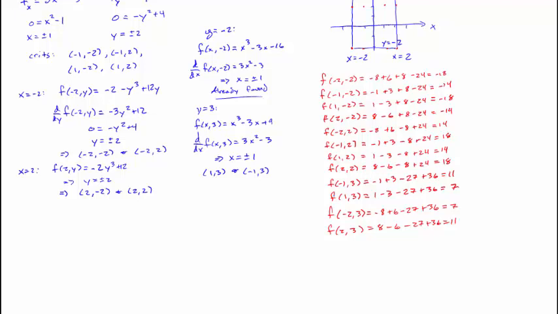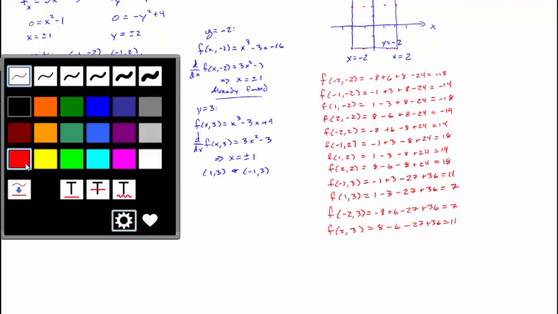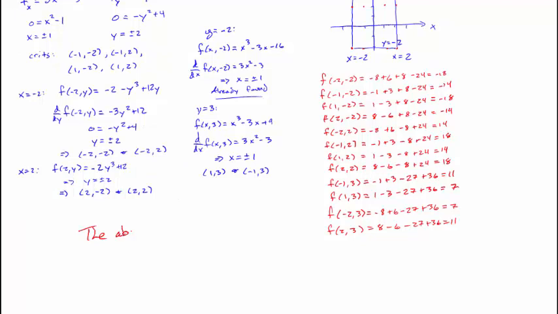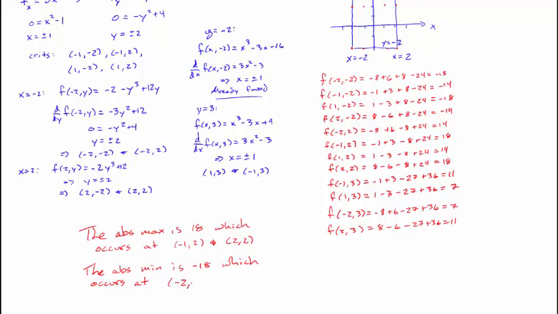So, there's a lot. Finally, we get to write our conclusion. The absolute max is 18, which occurs at the points negative 1 comma 2 and 2 comma 2. The absolute min is negative 18, which occurs at negative 2 comma negative 2 and 1 comma negative 2.